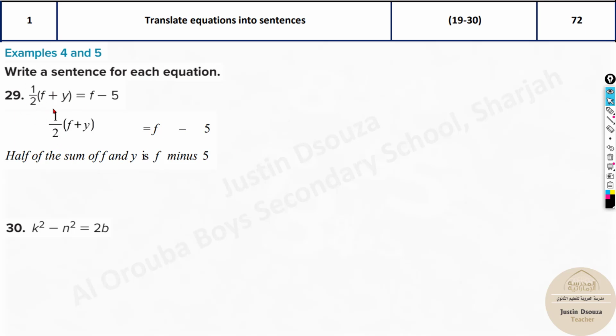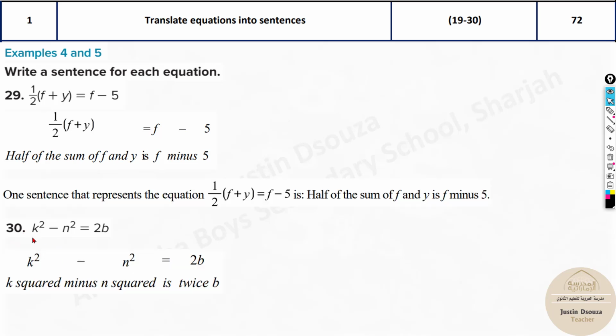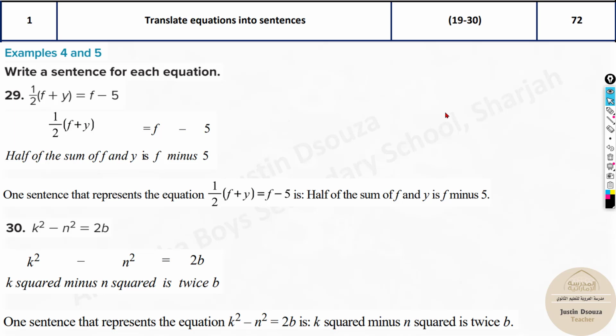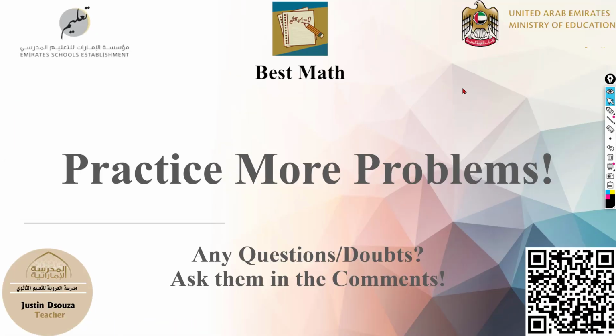Here 1 by 2, you can write half. 1 by 2 is called half. 1/4 is quarter. The sum of f plus y equals f minus 5. And here k squared minus n squared is 2 times b or twice b. That's the same thing. Twice means 2 times. Those are the answers, and that's about question number 1.